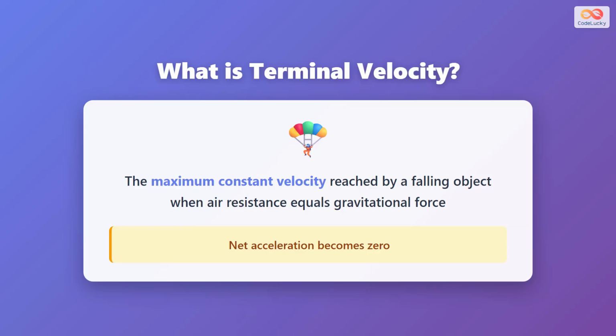Terminal velocity is the maximum constant velocity reached by a falling object when air resistance equals the gravitational force. At this point, the net acceleration becomes 0 because the upward force of air resistance perfectly balances the downward pull of gravity. Once terminal velocity is reached, the object continues to fall at this constant speed without accelerating further.